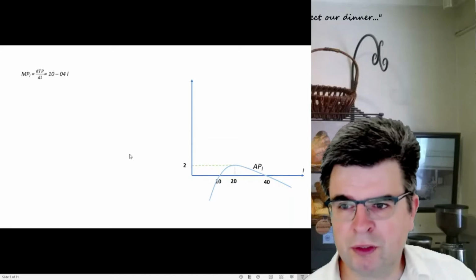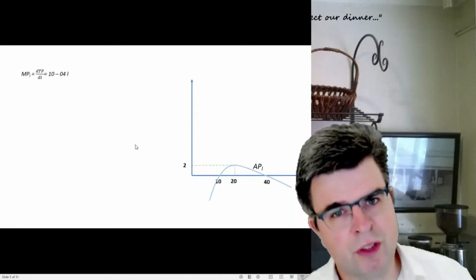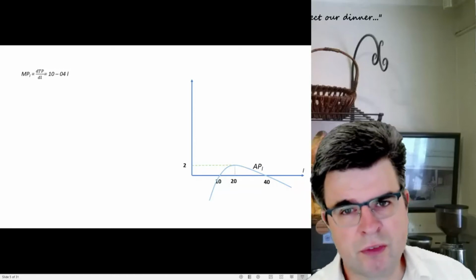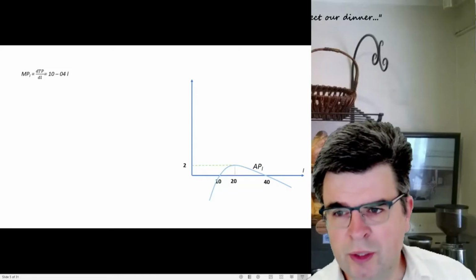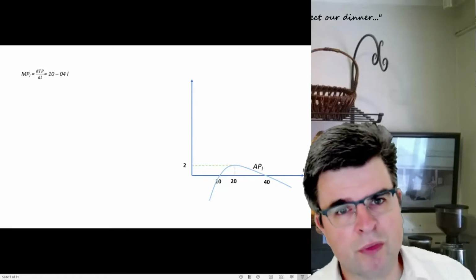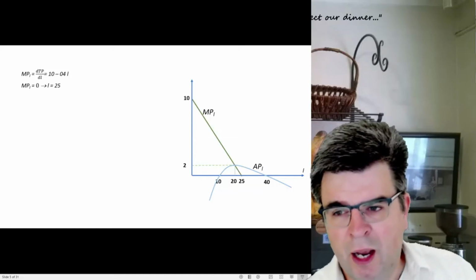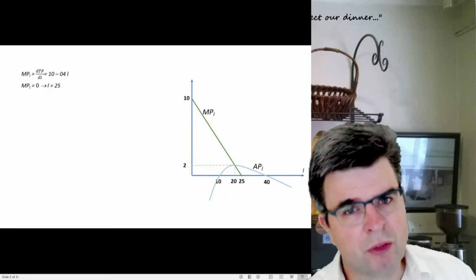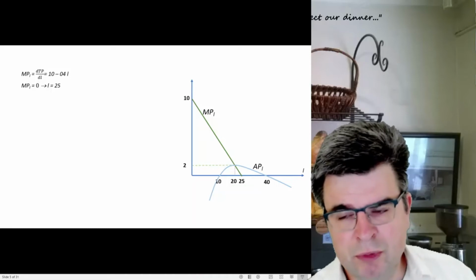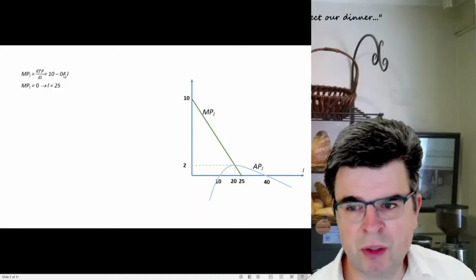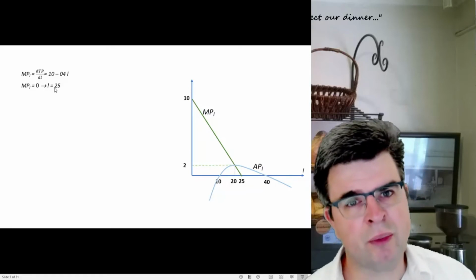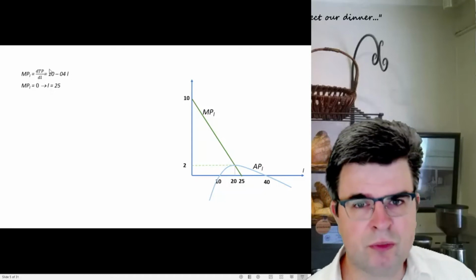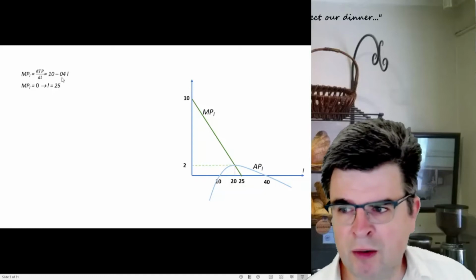But now for the marginal productivity of labor, it's the derivative of the total productivity of labor with respect to labor. So doing that, you arrive at 10 minus 0.4L. And we are asked to come up with the number of units of labor for which the marginal productivity of labor is equal to 0. So we equate this expression to 0 and solve for L, and we arrive at the value of L of 25.